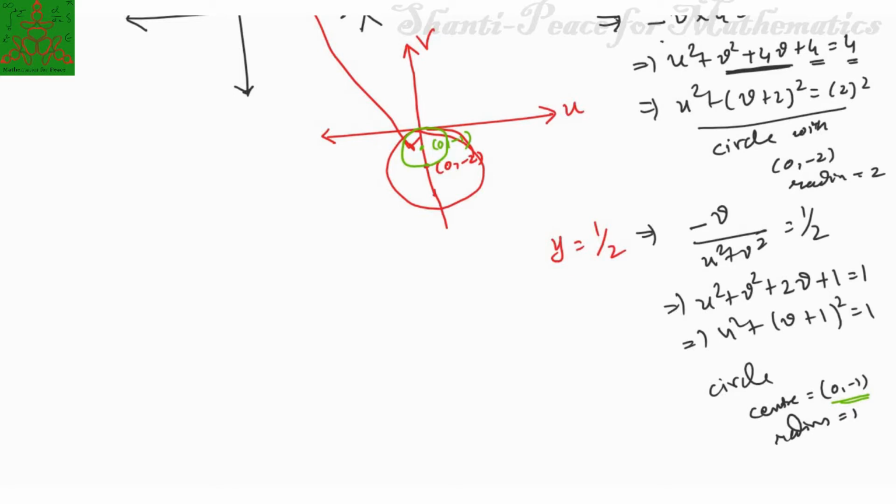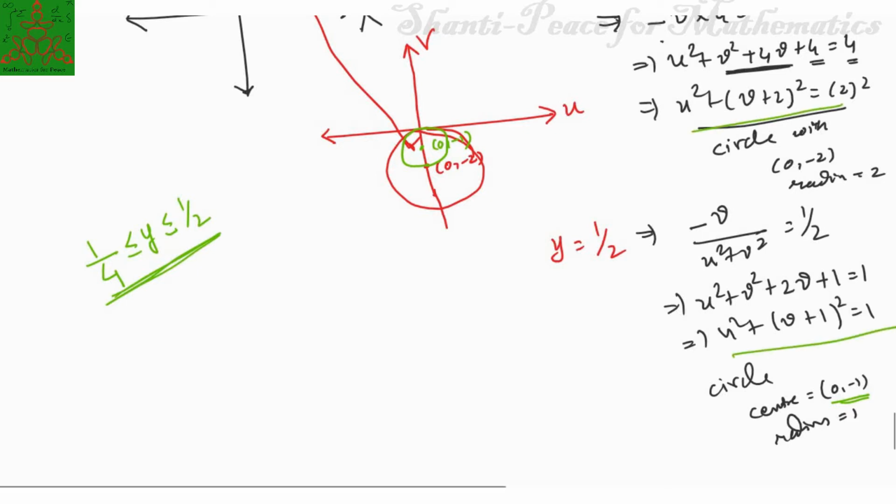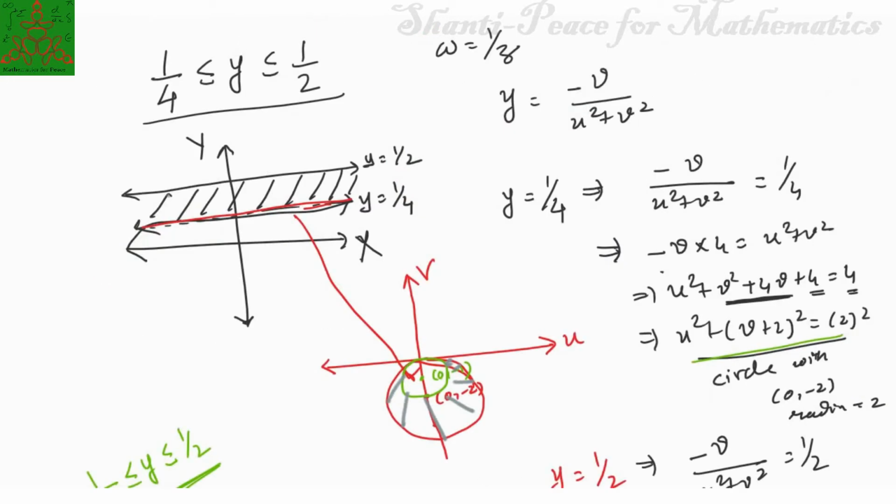Now here the question was 1 by 4 less than or equal to y less than or equal to 1 by 2. That means the area which is bounded by these 2 circles. The area bounded by these 2 circles is the area you will have under this map. You can note that the image of this area will map to the region bounded by these 2 circles.